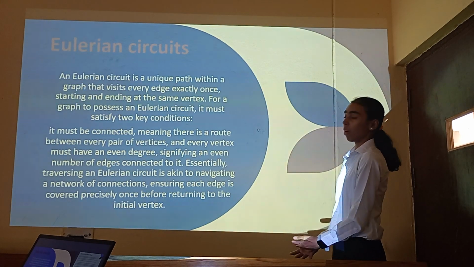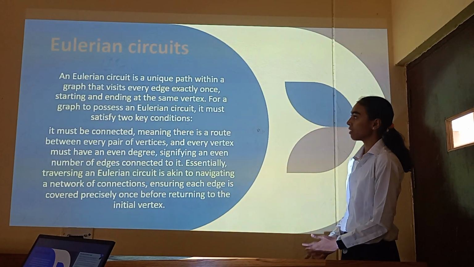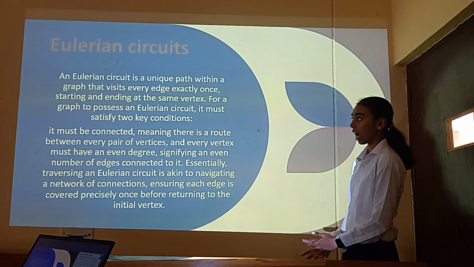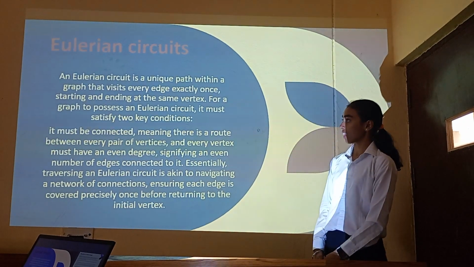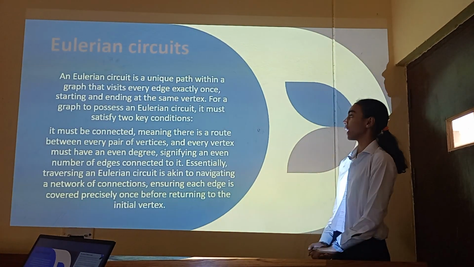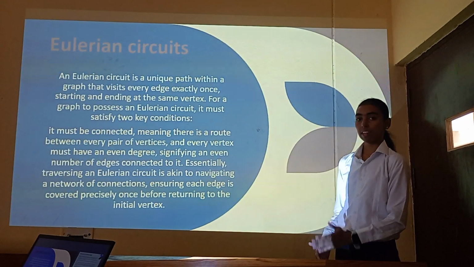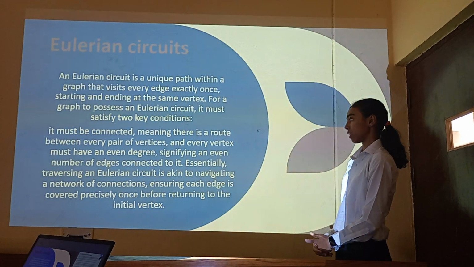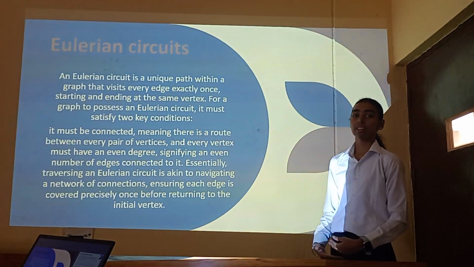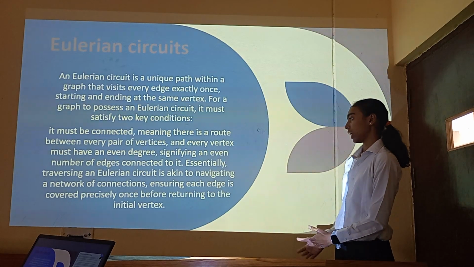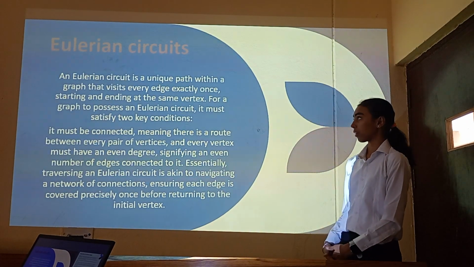Now here we will talk about Eulerian circuits. An Eulerian circuit is a path within a graph that visits every edge exactly once, starting and ending at the same vertex. It must be connected, meaning there is a path between every pair of vertices, and every vertex must have an even degree, signifying an even number of edges connected to it.